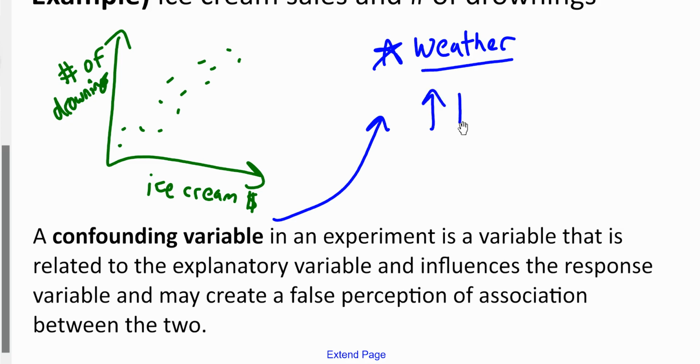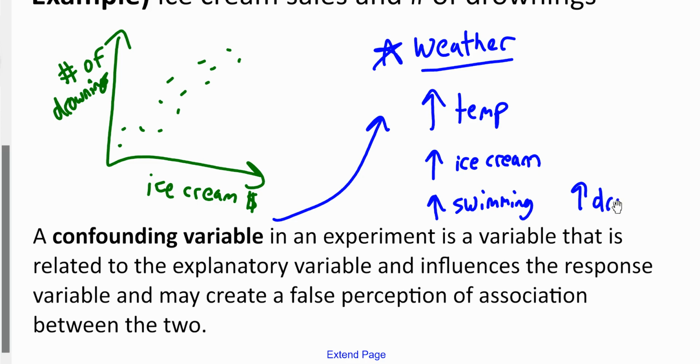If you have higher temperature, you happen to have more ice cream sales. And you also happen to have more drownings because there's more swimming. And there's that drownings. So it all was actually caused by the temperature increase. So that is a confounding variable, something that is not talked about but might be the actual reason.